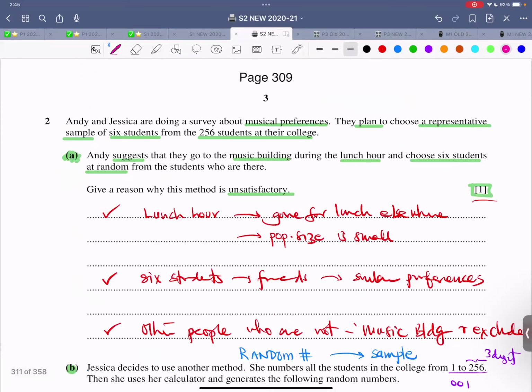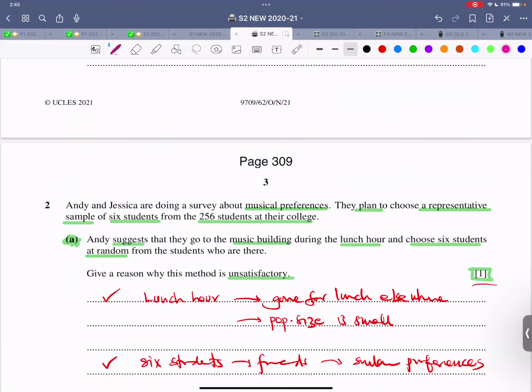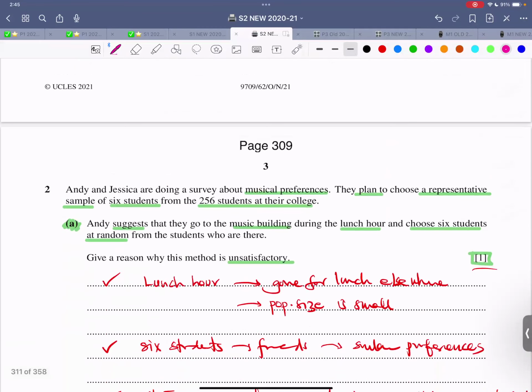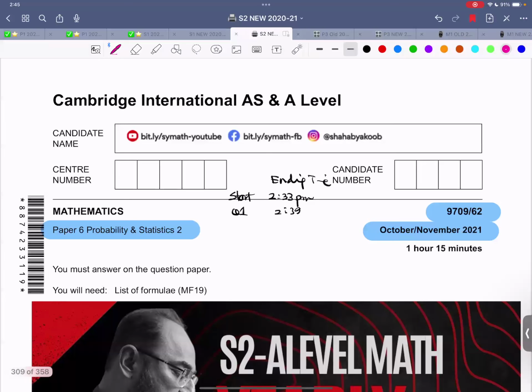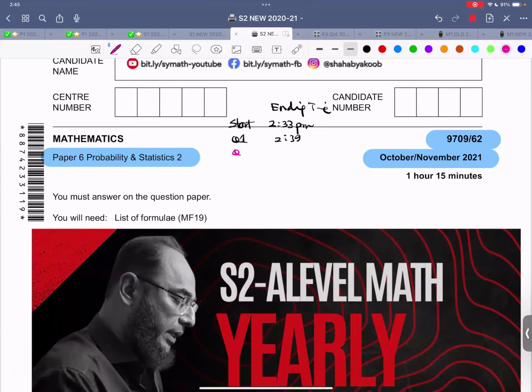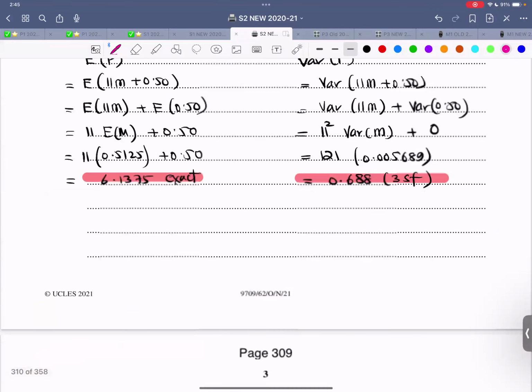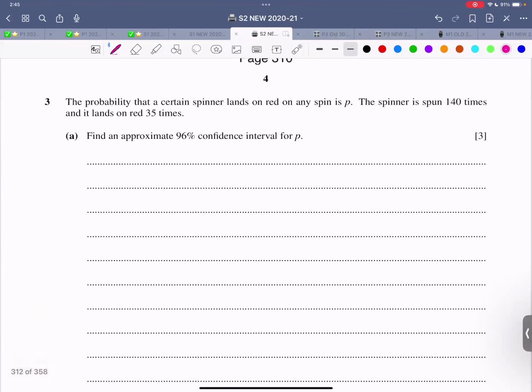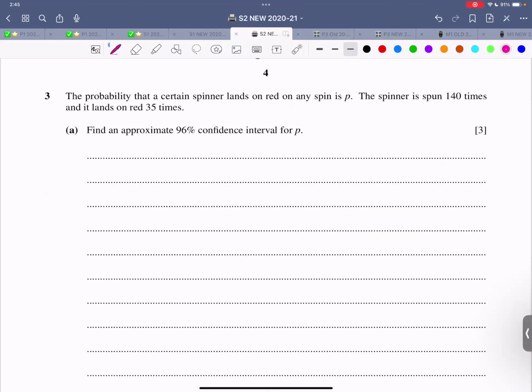Okay. So this is question number 2. We forgot to note down the time. I think it was 2:39 and now it's 2:45. So 2:39 and question 2, this is 2:45. So 2 questions are down. Let's move on. Question number 3.